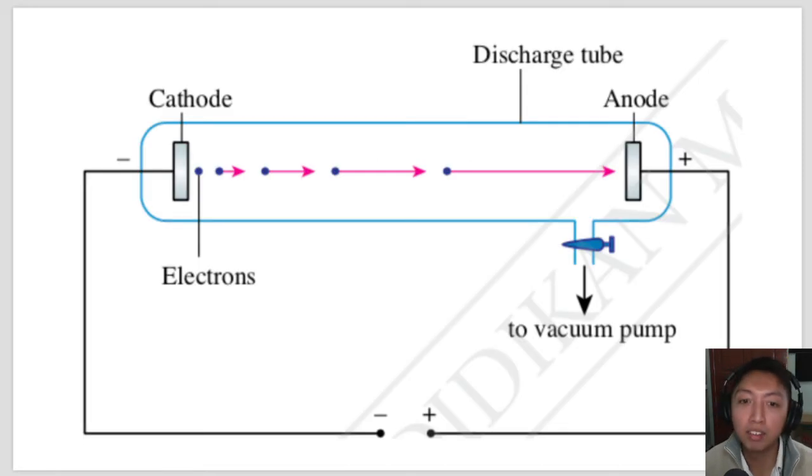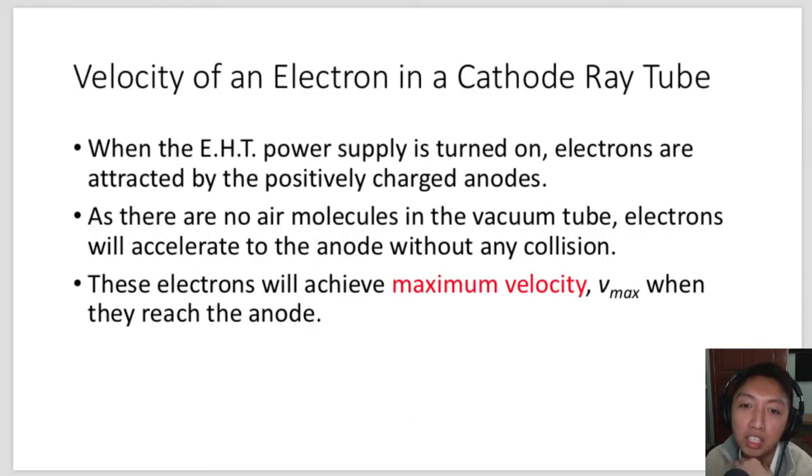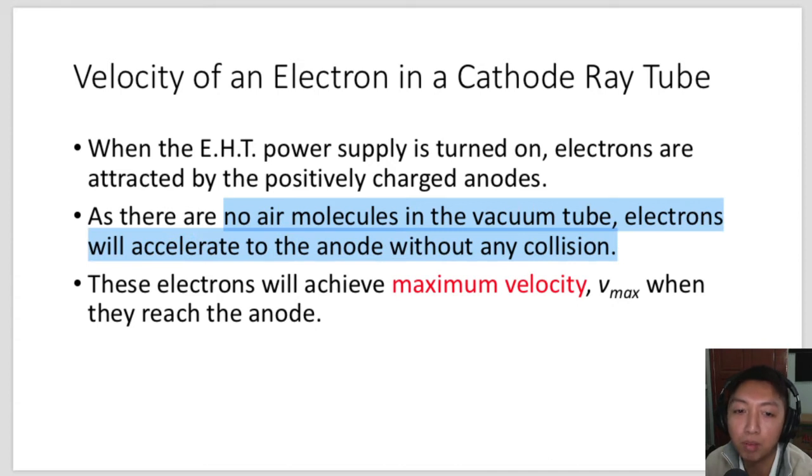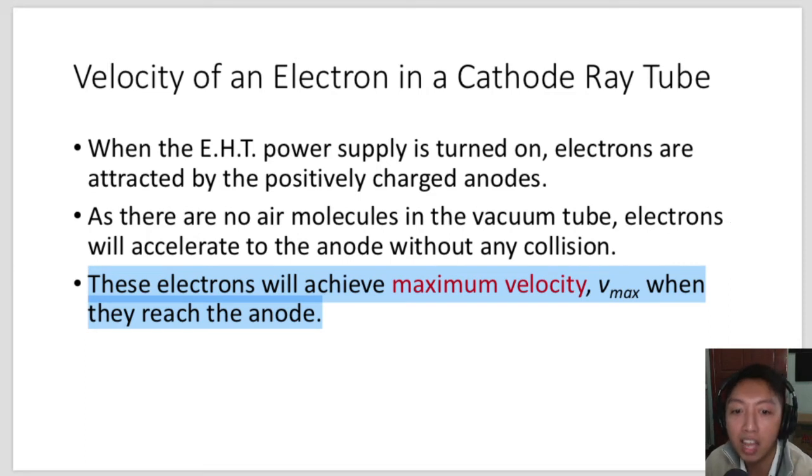So again, this is the picture. We have the vacuum tube. We have the cathodes and we have the anodes. And the electrons move at maximum velocity towards the anode. That's what we saw earlier. So when the EHT power supply is turned on, electrons are attracted by the positively charged molecules. And as there are no air molecules in the vacuum tube, electrons will accelerate to the anode without any collision. This is the important statement here. The electrons will achieve maximum velocity, Vmax, when they reach the anode.